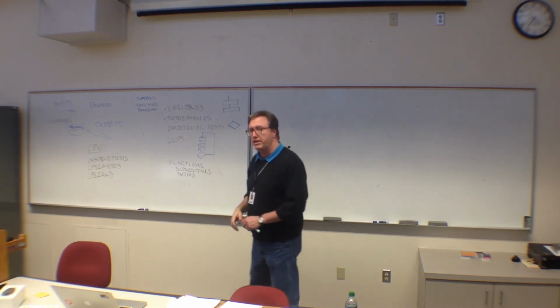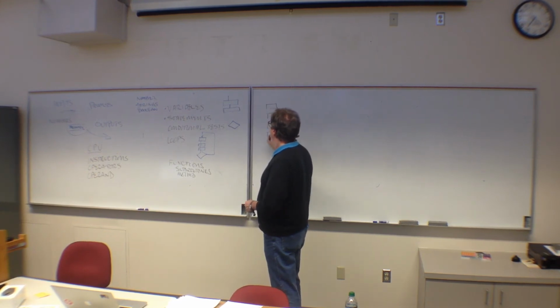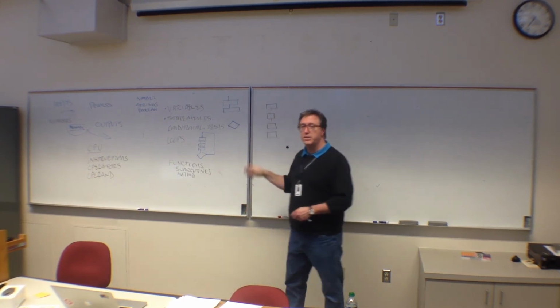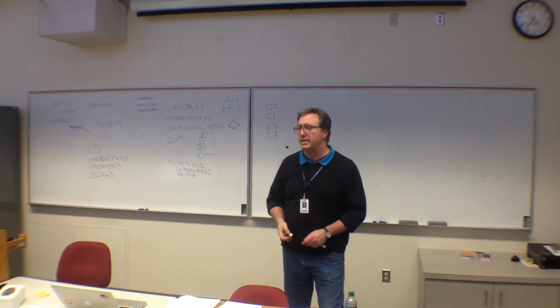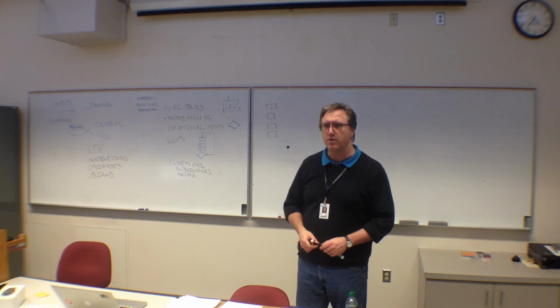What does a loop look like for a flowchart? It looks like this. There's a bunch of statements, and you want to go through these statements over and over and over until some condition is met. Until something is true or something is false.